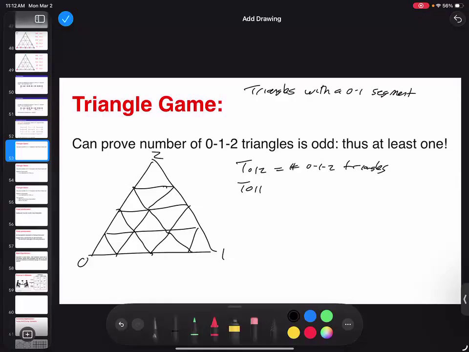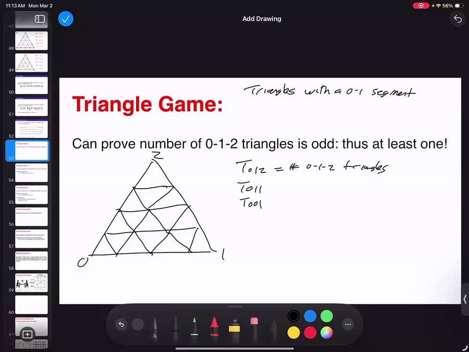Does everyone agree that if I have a triangle labeled 0, 1, 2, it's going to have a 0, 1 segment? If I have a triangle labeled 0, 1, 1, it's going to have a 0, 1 segment. Are there any other triangles that I have to worry about? 0, 0, 1. Could any other triangle have a 0, 1 segment? No. So I only have to worry about those.